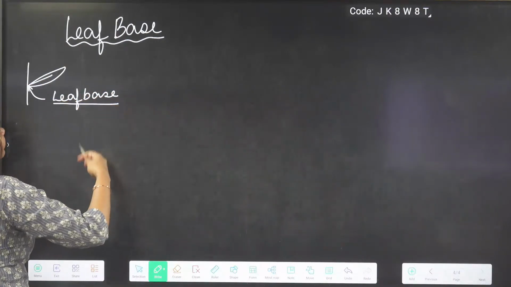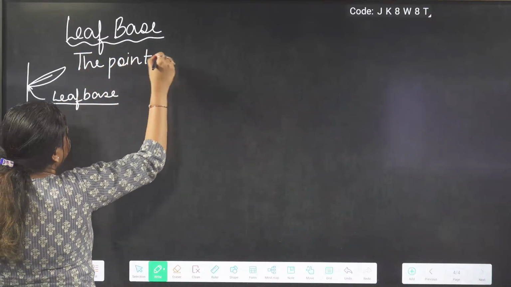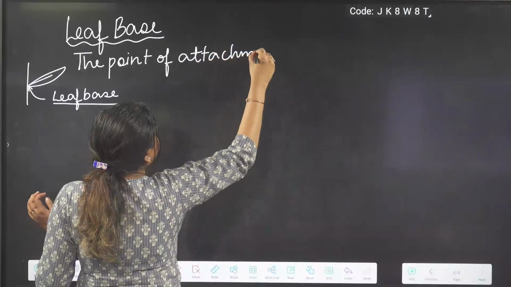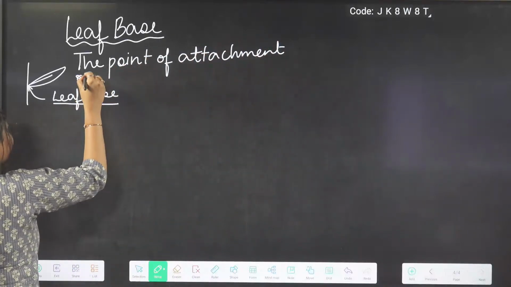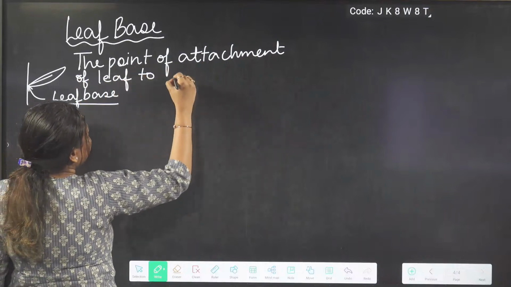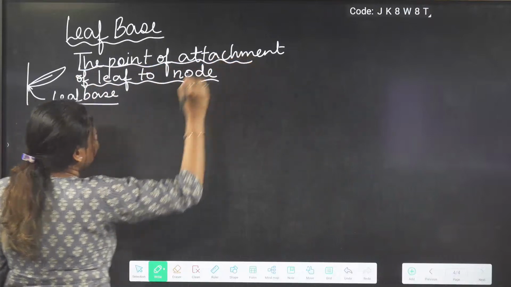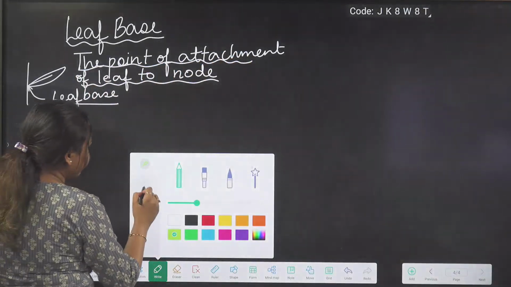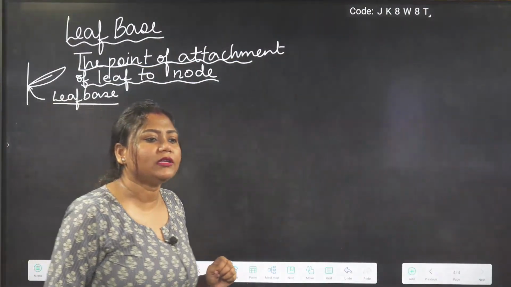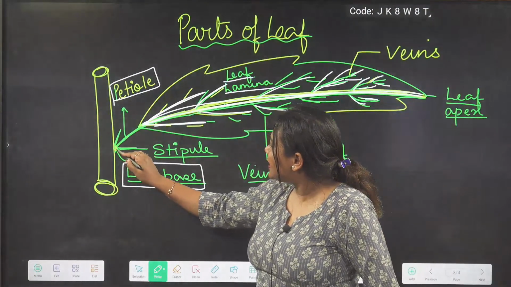So what is the leaf base? The point of attachment of the leaf to the node is known as the leaf base. This is the leaf base.